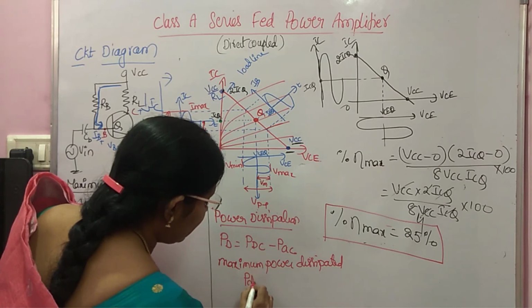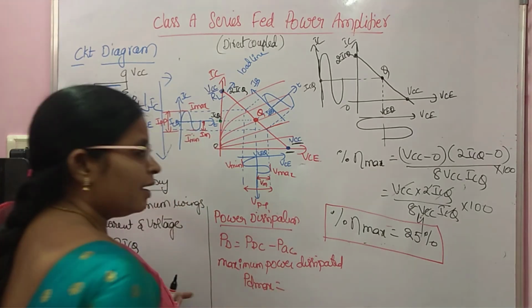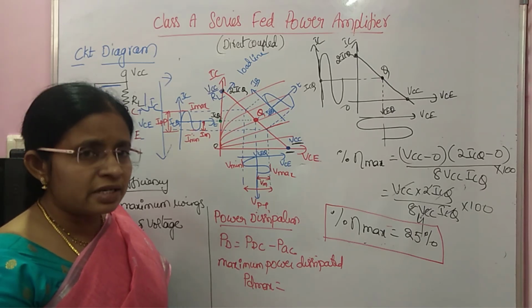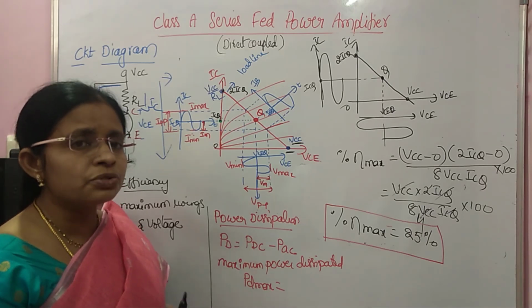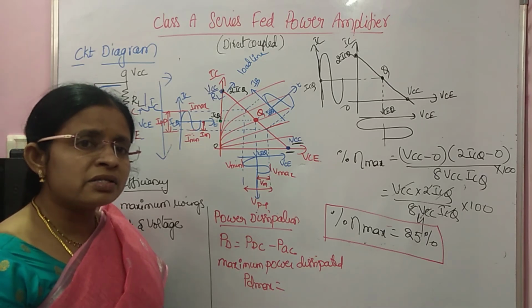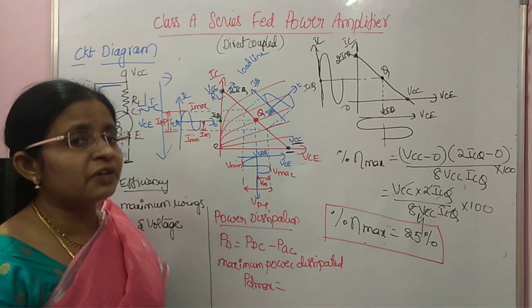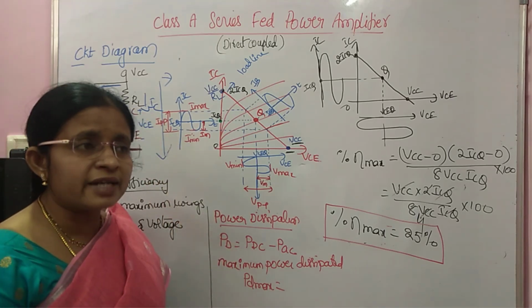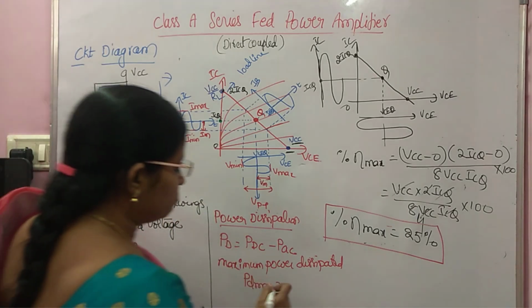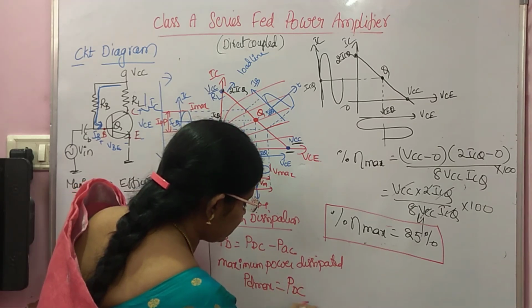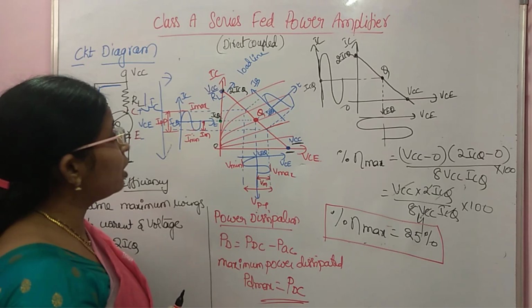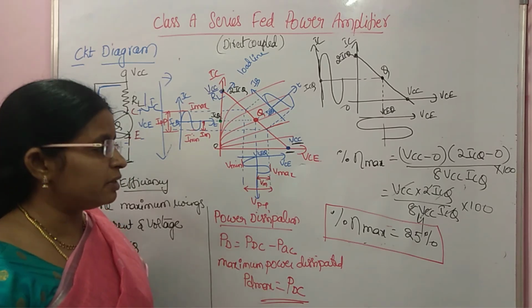Then, how to get maximum power dissipated? That is PD max. When does all the power get dissipated? All the power gets dissipated when it is not used, meaning when there is no AC input signal for the circuit. Then all the DC input power that we are giving gets wasted. That is the reason PD max is PDC. So this is all about the analysis of the class A series fed power amplifier.